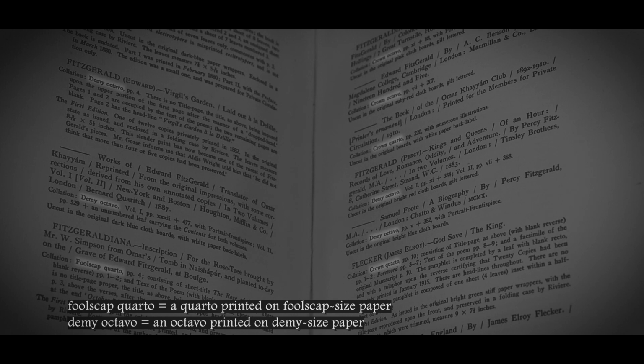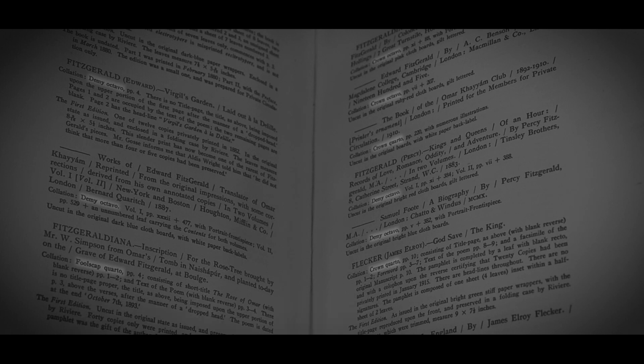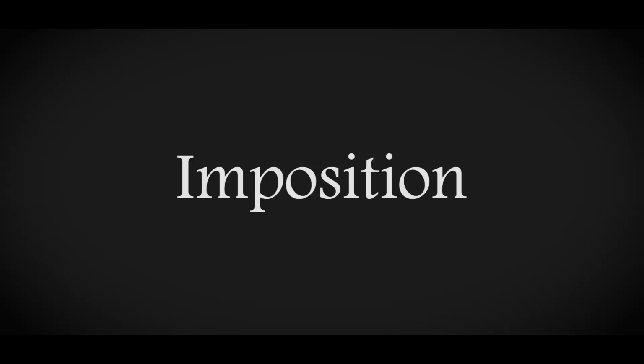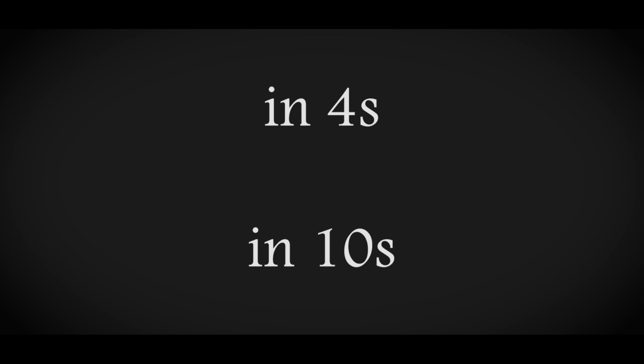The main paper sizes are royal, demi, crown, foolscap, and pot, with their names coming from the watermarks commonly used in paper molds of those sizes. You may also run into a statement like in fours or in tens. It's rare, but it does happen.